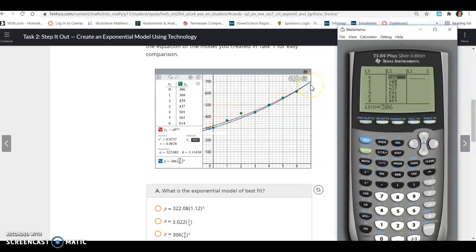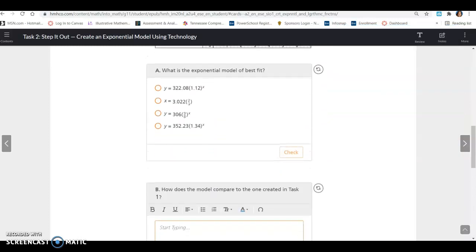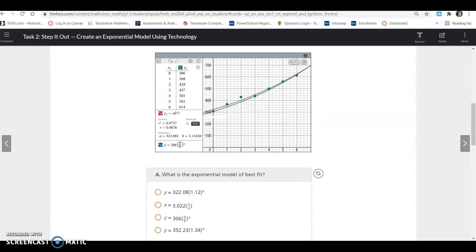They created an exponential model, and you could see in the calculator the equation in red is the equation that the calculator made. In the last task they did it by hand, and this is the blue line. It says, what is the exponential model of best fit? The exponential model of best fit comes from the calculator.